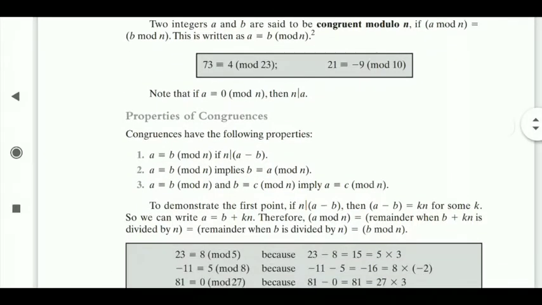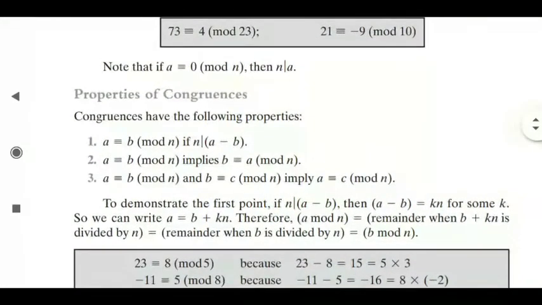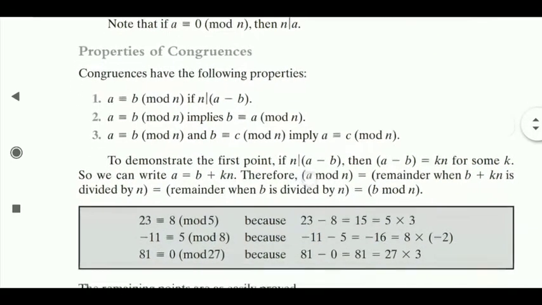Now, some properties of congruences are: a is congruent to b mod n if n divides a minus b. The second property is that a congruent to b mod n implies b congruent to a mod n. And a congruent to b mod n and b congruent to c mod n imply a congruent to c mod n, the transitive property.